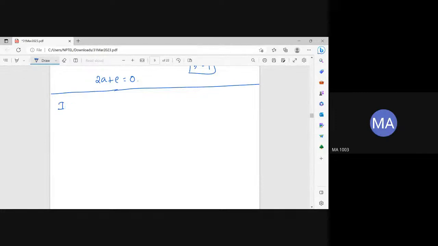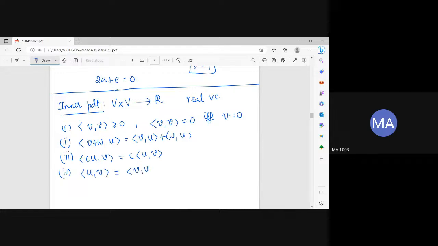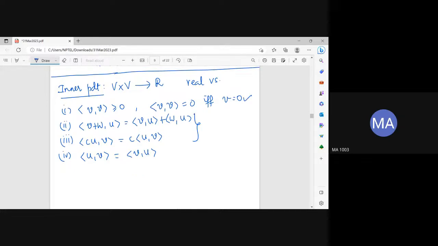So inner product, it's a function from V cross V to R satisfying a set of conditions, right? What are the conditions? Positive definiteness, bilinearity, symmetry. Actually, it's linearity. Bilinearity is a different thing, but in this course it's all real vector spaces, so bilinearity follows. <v,v> is equal to zero if and only if v is equal to zero. Then <v+w,u> is equal to <v,u> + <w,u>. <cu,v> is c times <u,v>. And <u,v> is equal to <v,u>. Right? So positive definiteness, linearity, symmetry.